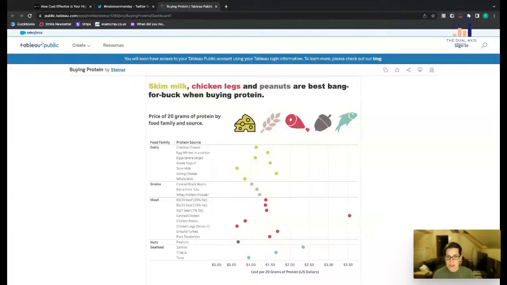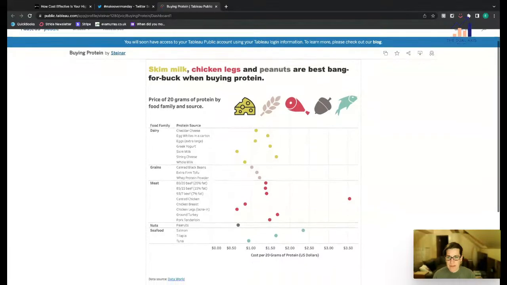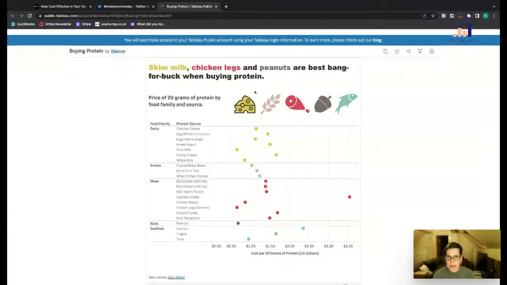Yep, that's fine. So the family, so we have dairy, I suppose, grains, meat, nuts. But that's an acorn, that's not a nut. Well, technically, it could be a nut, could be a seed. I don't know actually what acorns technically are.